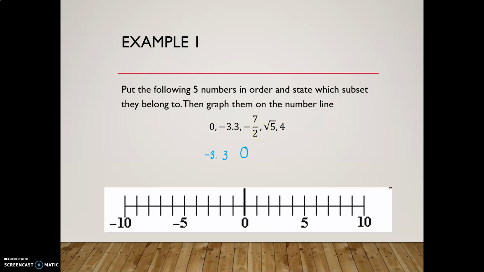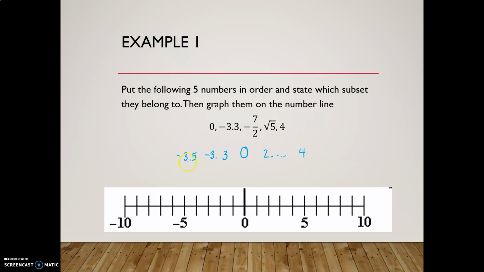I will often change fractions and square roots to decimals in order to compare them. -3.5 would go over here to the left since negative gets bigger from right to left instead of left to right. If we do that, you're going to get 2 point something. I don't even know, it doesn't matter. 4 would go up here.